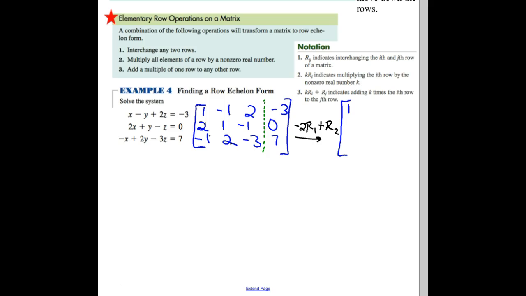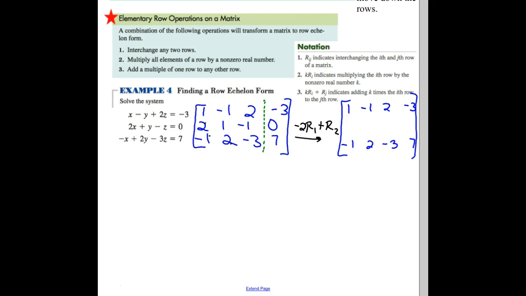Remember, our top row doesn't change. What we're really trying to change is row 2. So I'm going to bring over my other 2 rows since I'm not changing those. Okay. Take negative 2 times the top row of numbers and then add them to the middle row of numbers.